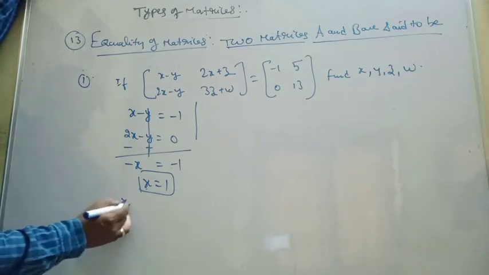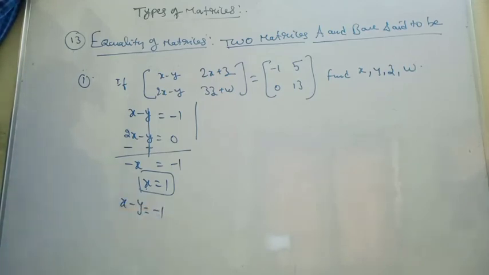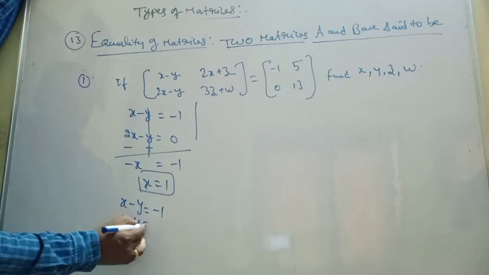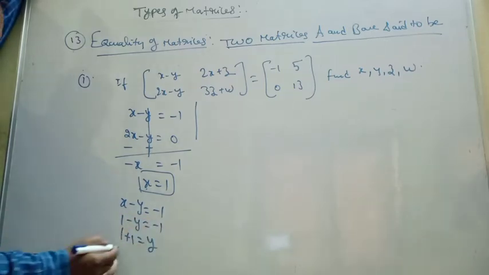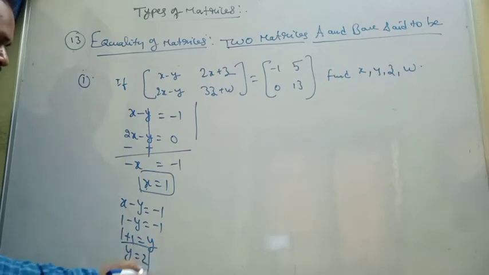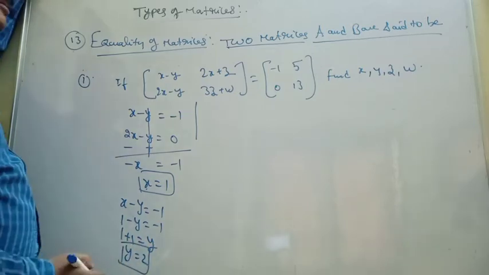And also we know that x minus y equal to minus 1. Therefore 1 minus y is equal to minus 1. 1 plus 1 is equal to y. Y is equal to 2. X equal to 1 and y equal to 2.